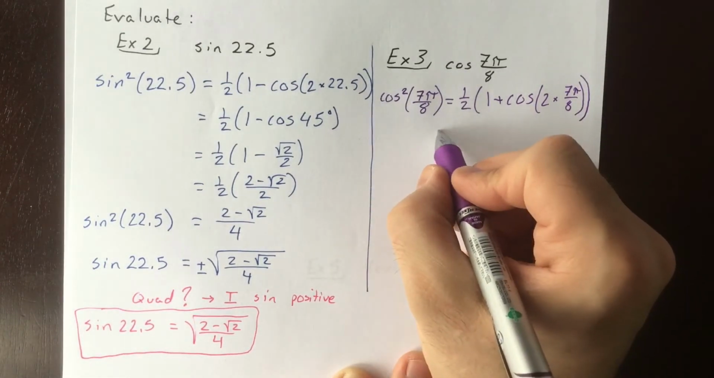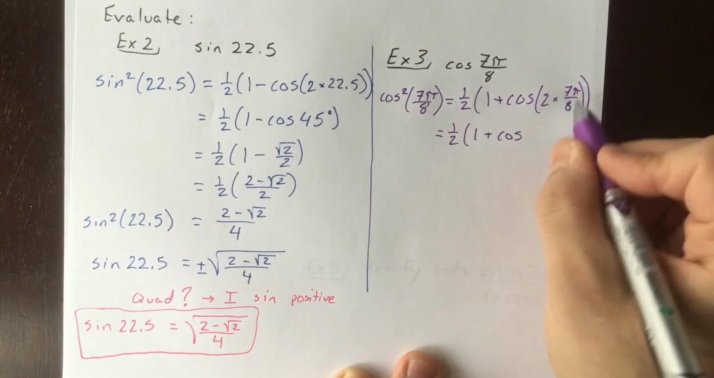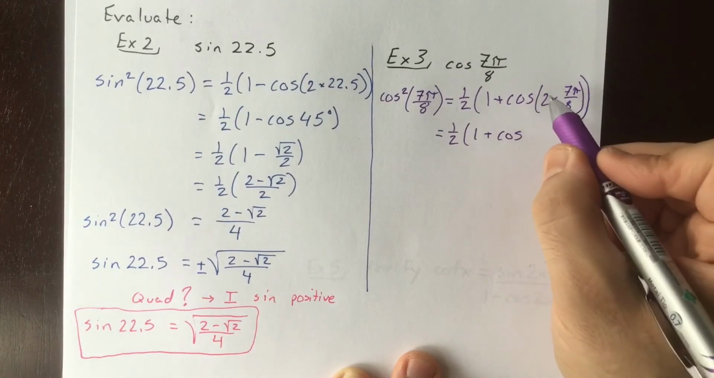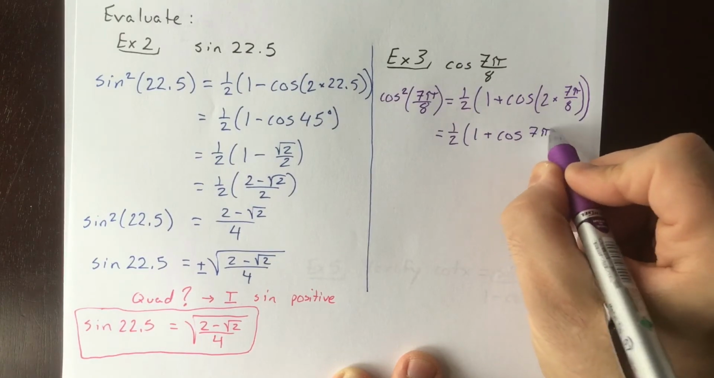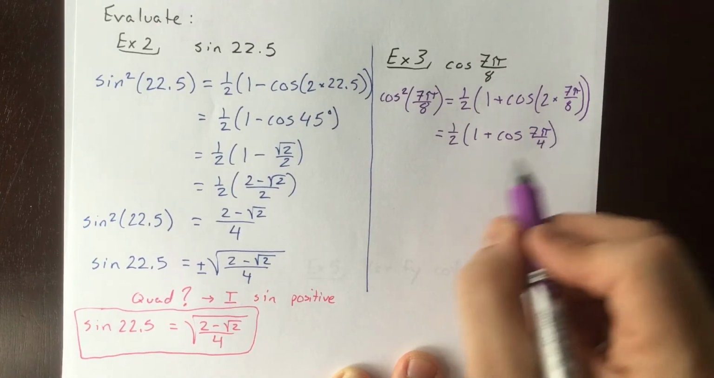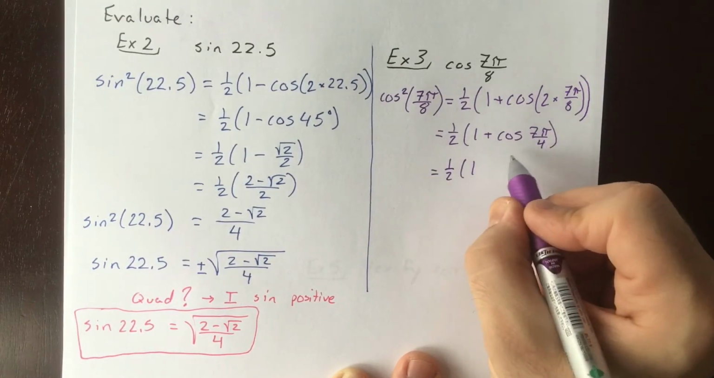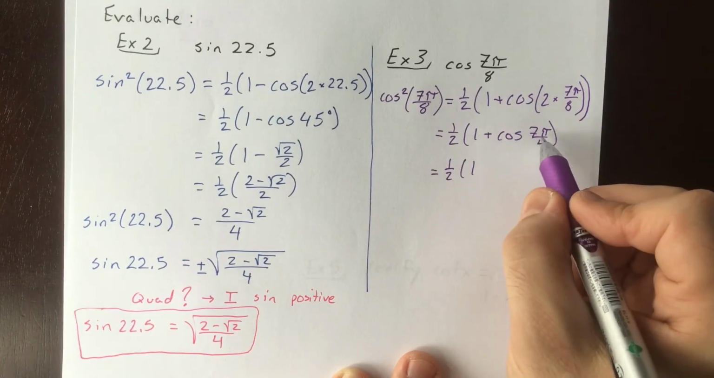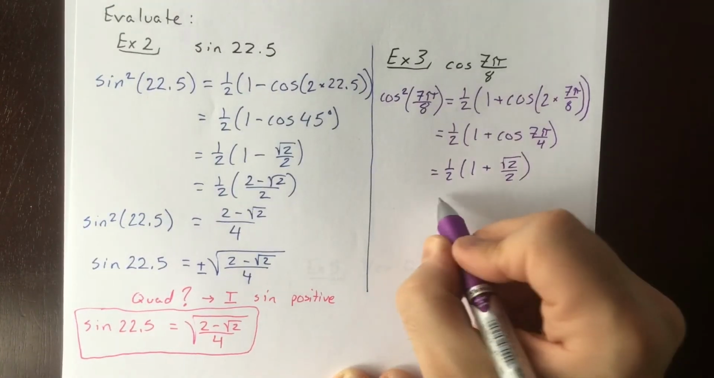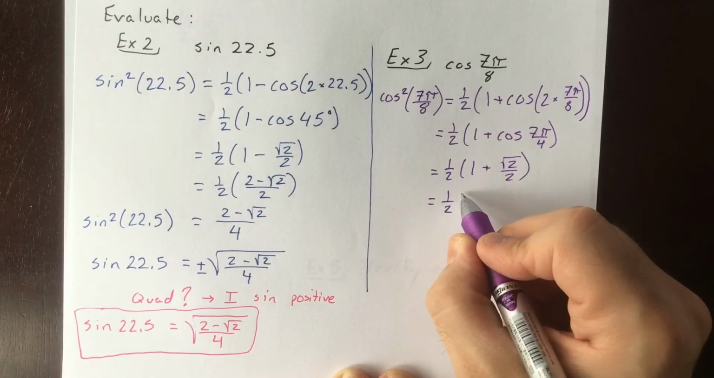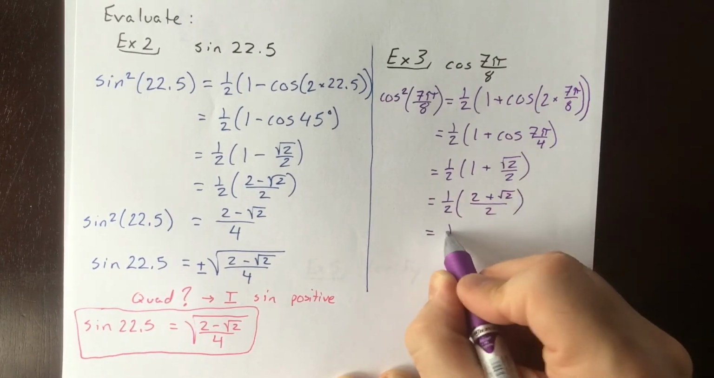Knowing that, we just work with simplifying. 1/2 of 1 plus cosine of, let's see, I can do 14/8, which simplifies down to 7/4. Nice, because we know what 7/4 will be, right? So 1/2 of 1 plus cosine of 7/4. We are in the 4th quadrant, where cosine is positive, so positive square root of 2 over 2. And common denominator, that good stuff again, would give us 2 plus root 2 over 2, which brings it to 1/2.